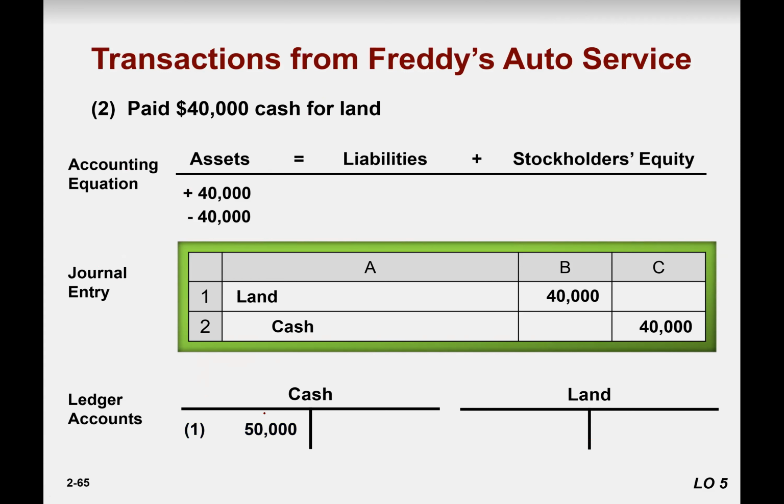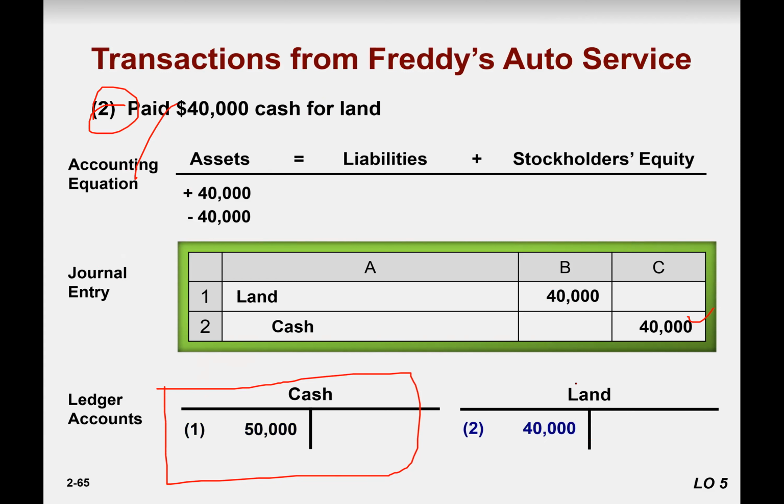Since we have already established the cash T account, we are just going to post it against the number 2 transaction. In transaction number 2, cash is going to be credited. We don't have the land T account, so we make a land T account, and land is debited, so we write it down on the debit side.